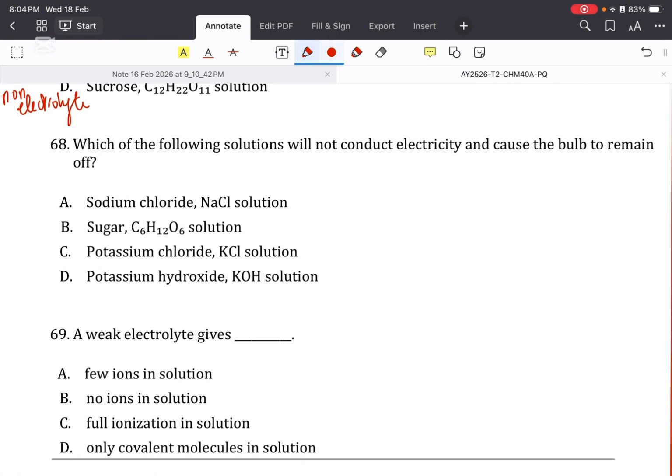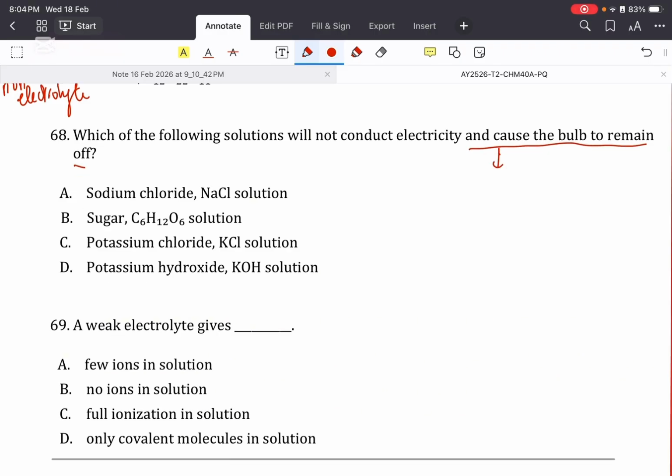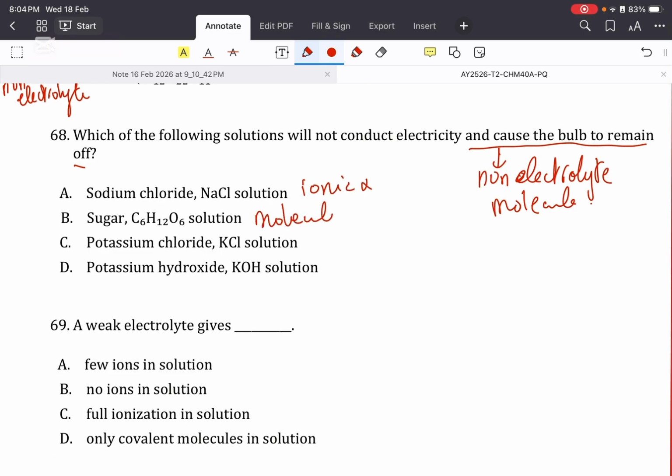Which of the following solutions will not conduct electricity and causes the bulb to remain off? It means we need to choose the non-electrolyte. We need to choose the molecule. So that's ionic, not our answer. That's a molecule. Look, all of these are non-metals. These two are ionic. So the answer is B.